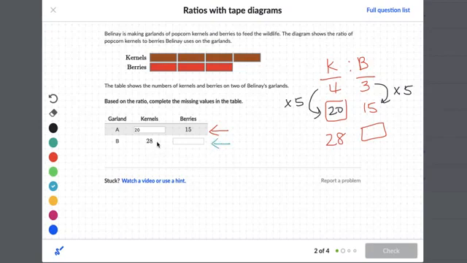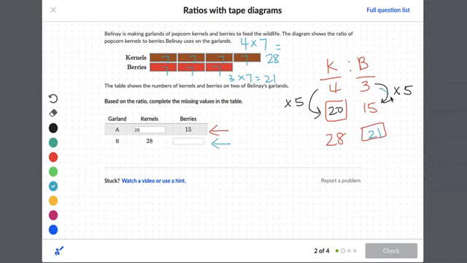There's 28 kernels. Now this 28 goes over here. Okay, there's 1, 2, 3, 4 boxes. So 4 times what gets us to 28? 4 times 7. So in each of these is the number 7. So that 4 times that 7 gets us to 28. Now that means we're going to put 7 on each of these boxes. There's 3 of these 7s. 3 times 7 is 21. So 21 should go in this box.